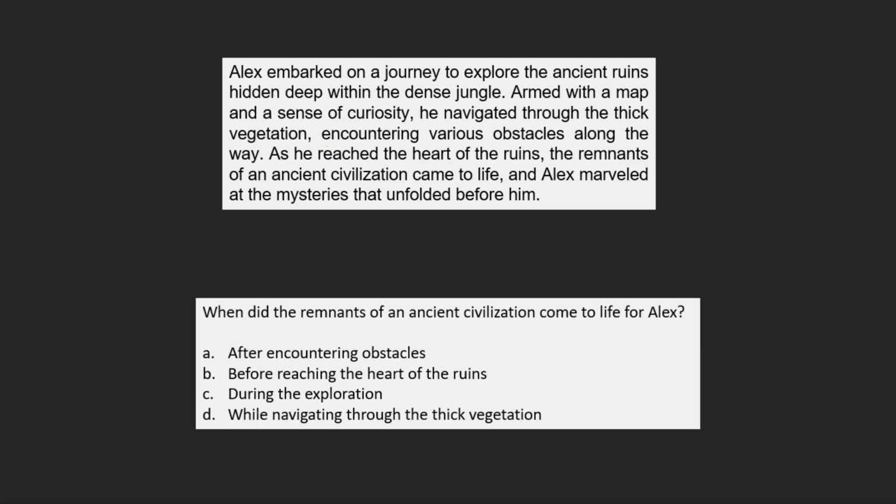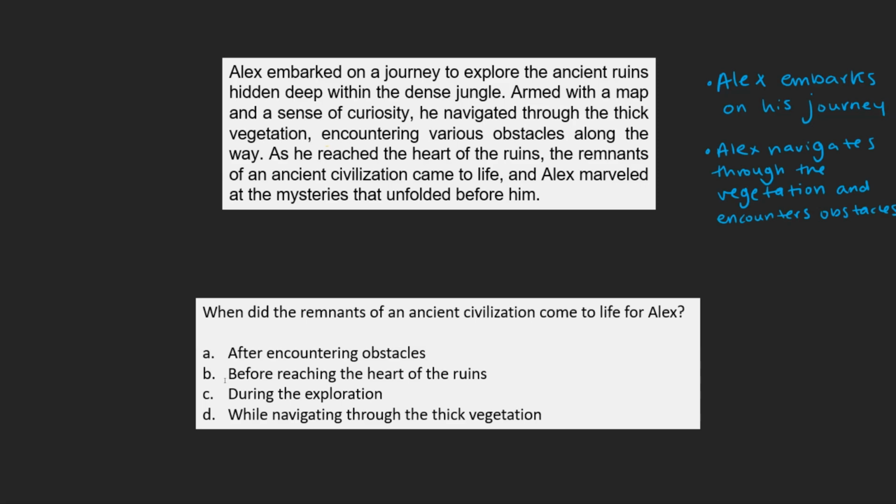In order to make things simpler for us, let's take a minute to outline the order of events in this passage so we'll be able to see at a glance what took place first, what happened next, and so on. First, Alex embarks on his journey. Next, he navigates through the vegetation and encounters obstacles. Then, he reaches the heart of the ruins where he marvels at the ancient civilization coming to life. As we can see, not only does this timeline give us an idea of what happened first, second, and third, but also which events were happening simultaneously.